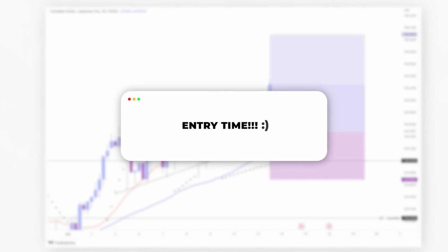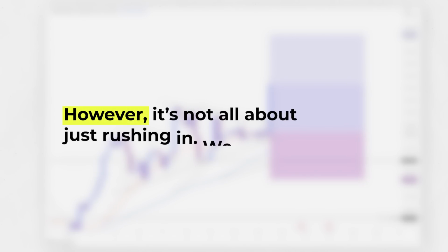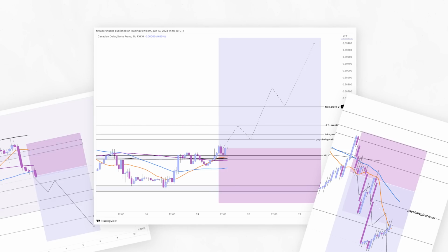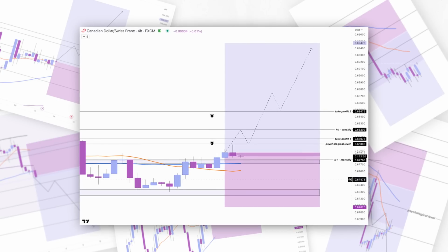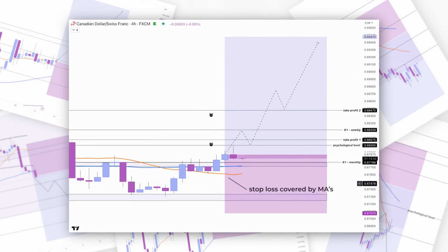Alright, so let's get to the exciting part, which is executing entries. However, it's not all about just rushing in, because we also need to ensure that our trades are protected. In this case, and in fact in all of my trading moves, I always ensure that my stop loss covers the 4-hour moving averages of 20 and 50.